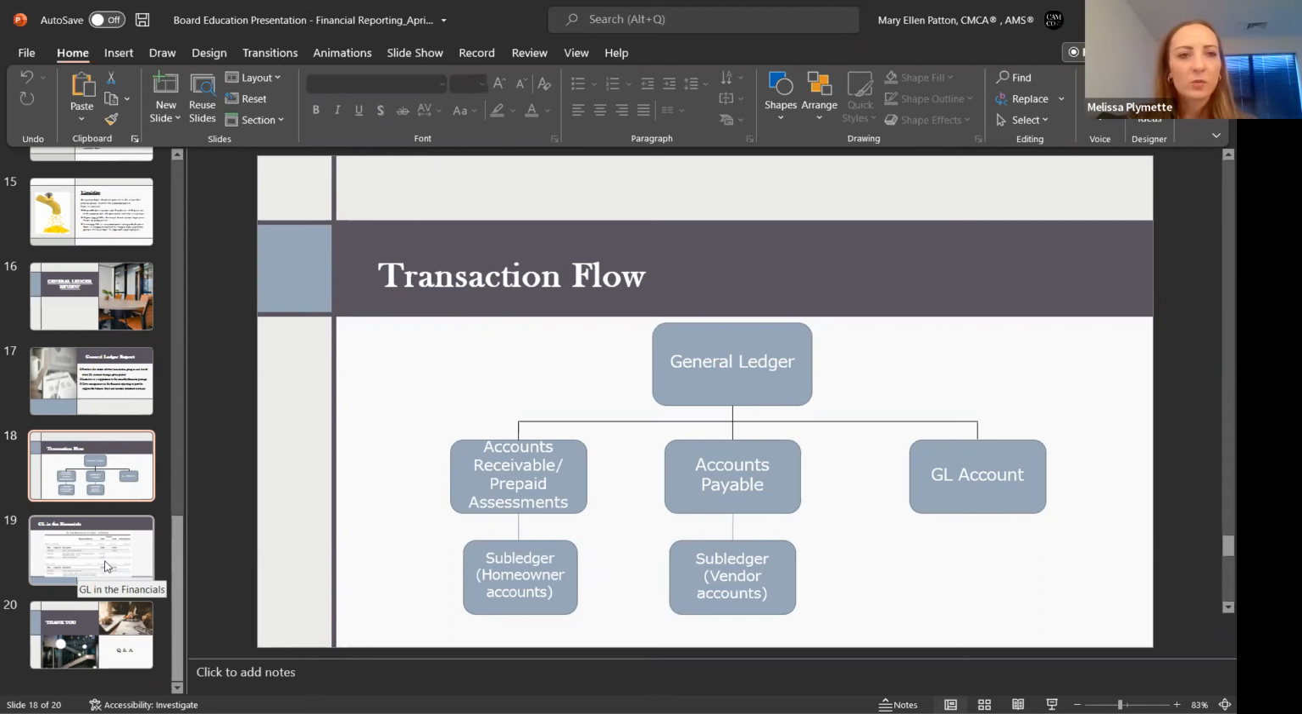So if you have a question as to why your AR balance jumped up $10,000 from one month to the next, you can go directly to the AR report and compare and determine where that difference came from. Next slide.